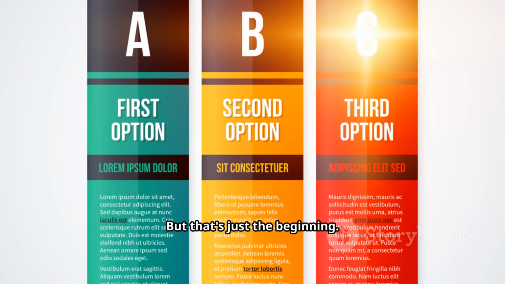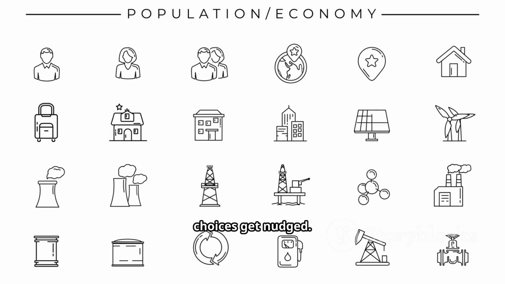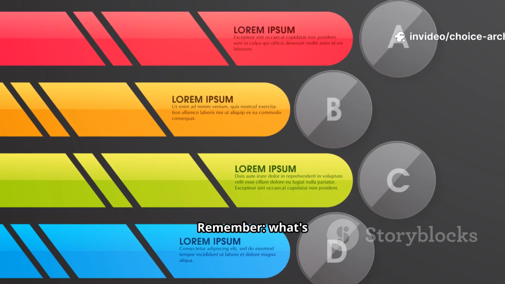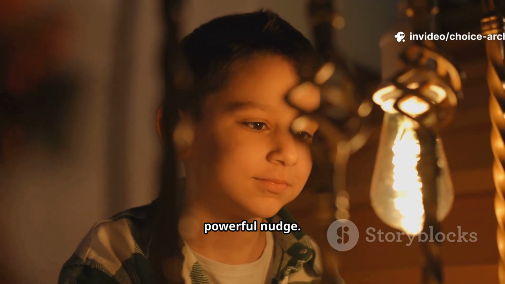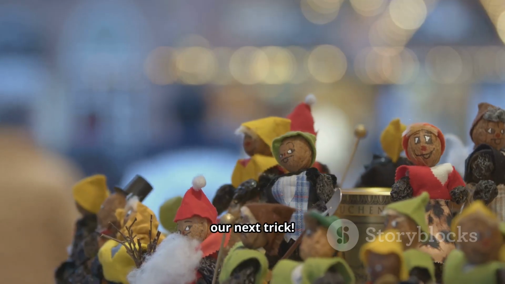But that's just the beginning. There are many other ways our choices get nudged. Remember, what's pre-selected often gets chosen most. It's a simple but powerful nudge. But what happens when we add a decoy? Let's find out with our next trick.